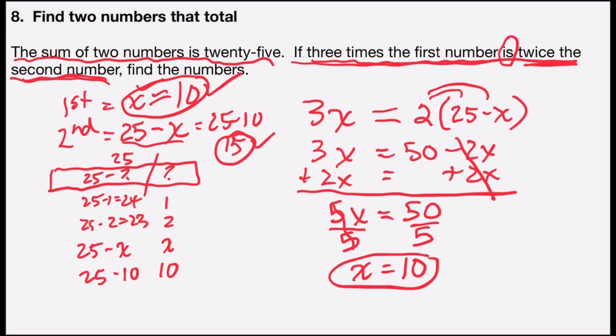Once you know the total trick, you'll always be able to define both of the numbers.